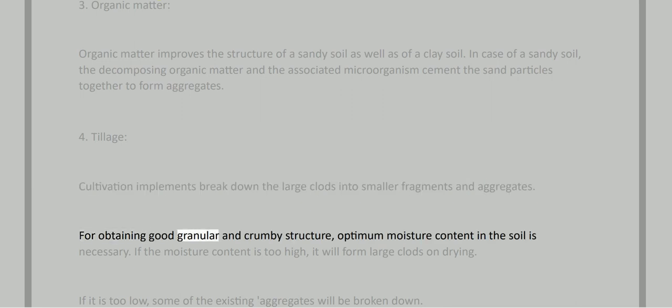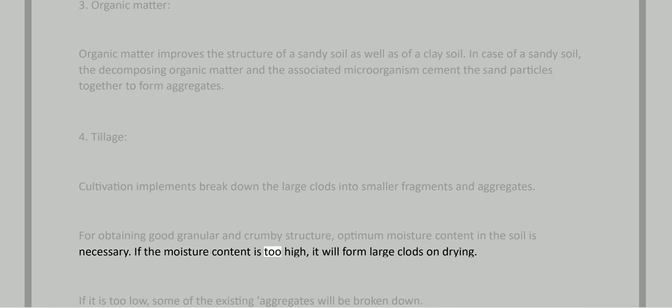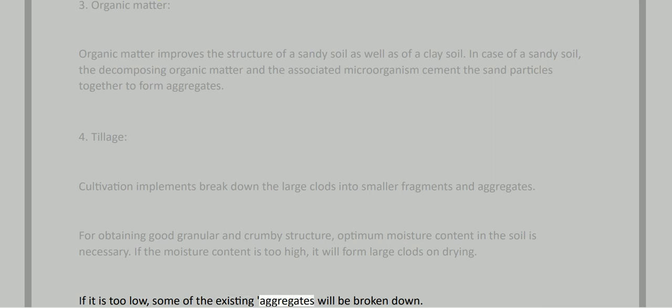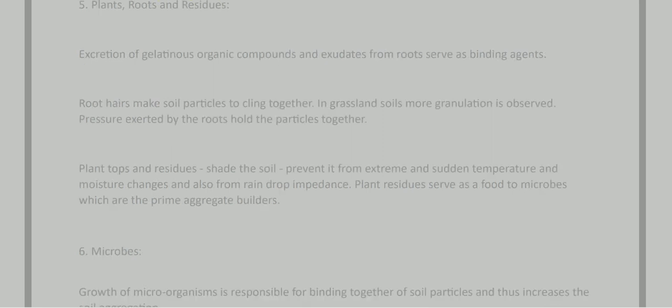For obtaining good granular and crumby structure, optimum moisture content in the soil is necessary. If the moisture content is too high, it will form large clods on drying. If it is too low, some of the existing aggregates will be broken down. 5. Plants, roots and residues.